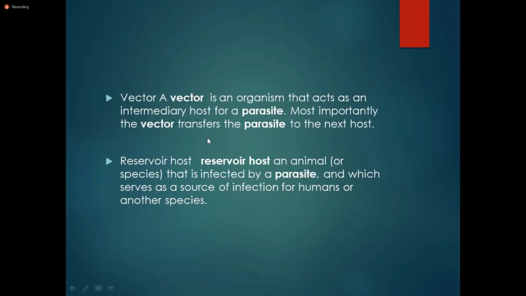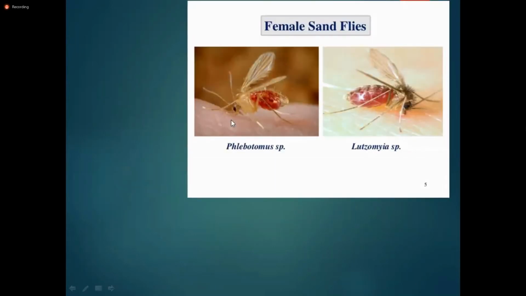A vector can be a mosquito also, as happens in the malarial parasite. And then there are reservoir hosts: an animal or species that is infected by a parasite and serves as a source of infection for humans and other species. There are two types of sandflies. Most commonly, in 90% of cases, the fly is Phlebotomus, and the other is Lutzomyia. It depends upon the geographical distribution; some places have one more prevalent, and other places the other.